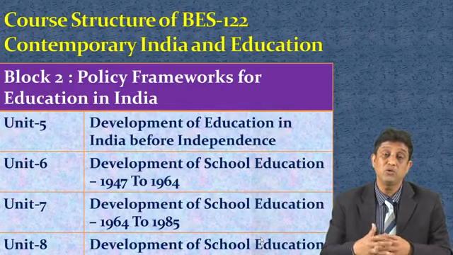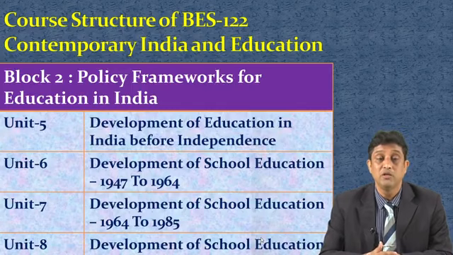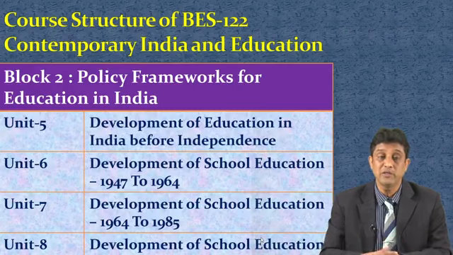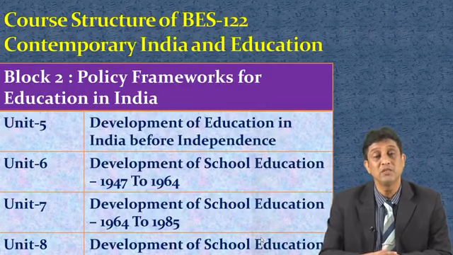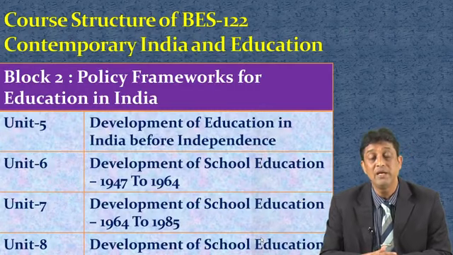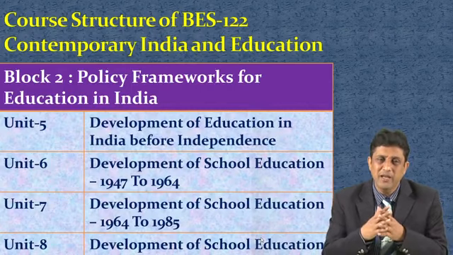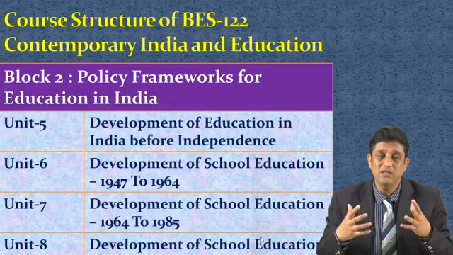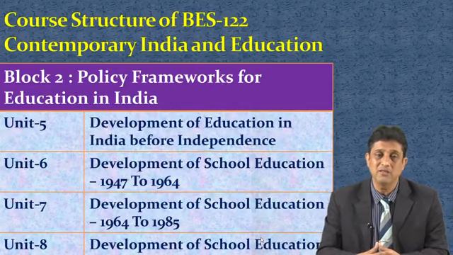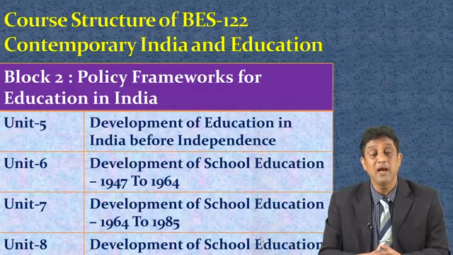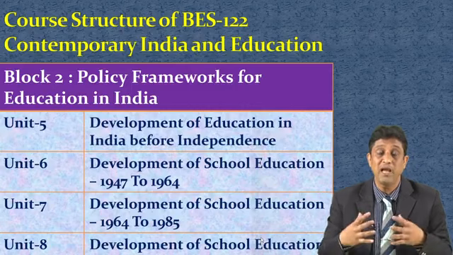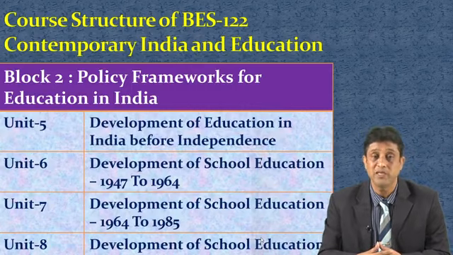This course will help you understand the controversy between the Anglicists and the Orientalists, the downward filtration theory, the recommendations of Wood's Despatch, and the Hunter Commission. These were for spreading English education in India and for shaping school education, as well as technical and higher education in India before independence, and how the British acted in this country. You will also get that historical background and perspective.